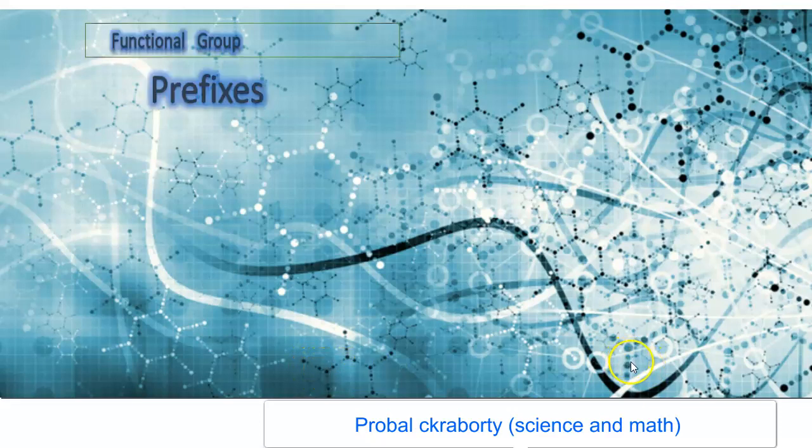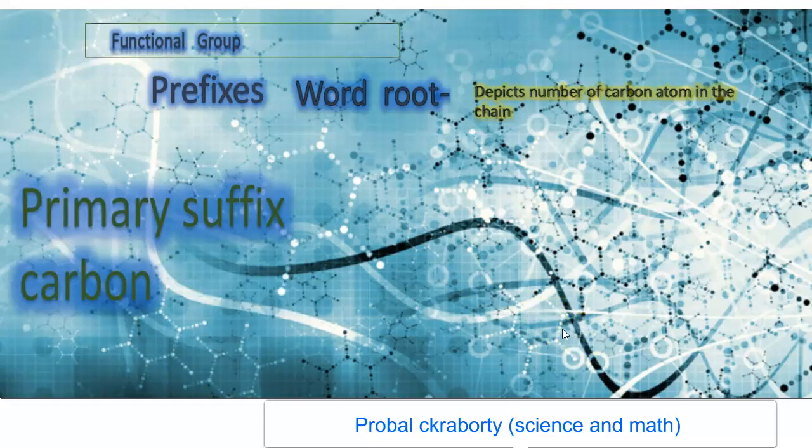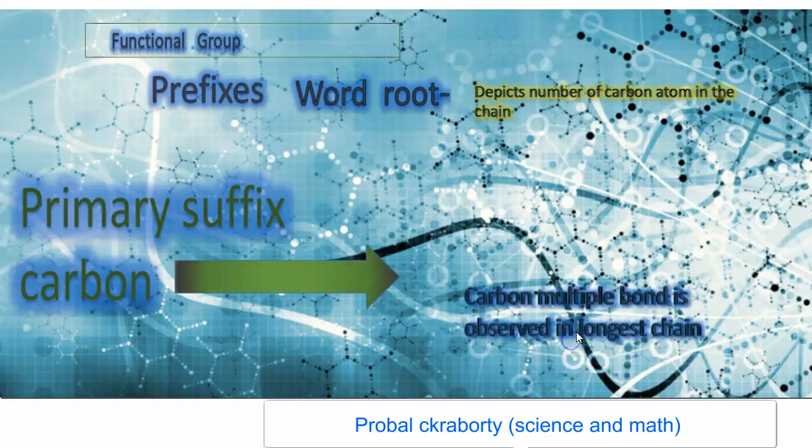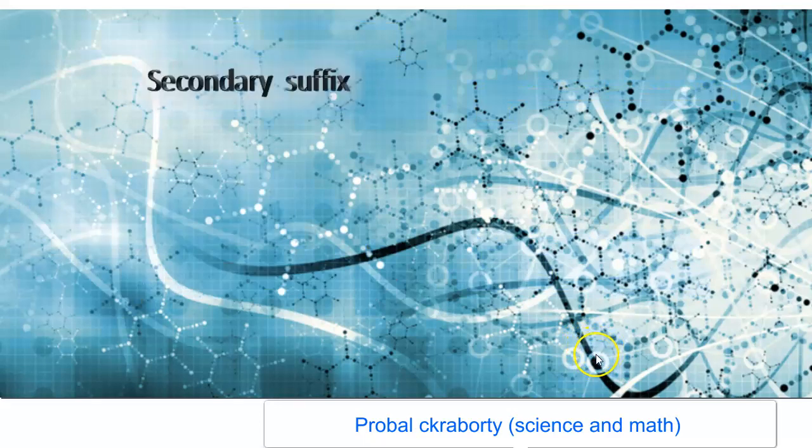Functional group, prefixes, word roots. The word root depicts the number of carbon atoms in the chain. When we name an organic compound with a functional group, we need to learn the prefix, word root, and primary suffix. The primary suffix implies whether a carbon multiple bond is observed in the longest chain. The secondary suffix is decided by the functional group.